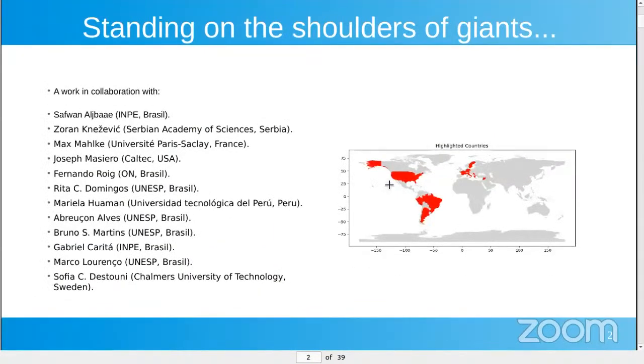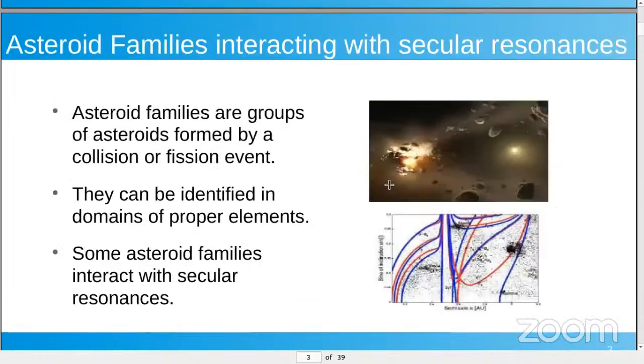This is a very large collaboration, with at least four groups. We work with people from at least 10 different countries, and I would like to acknowledge their contribution, especially people like Stefan Regibai, Zoran Nezevic, Max Malke, Joseph Maciero, Fernando Roig, among others.